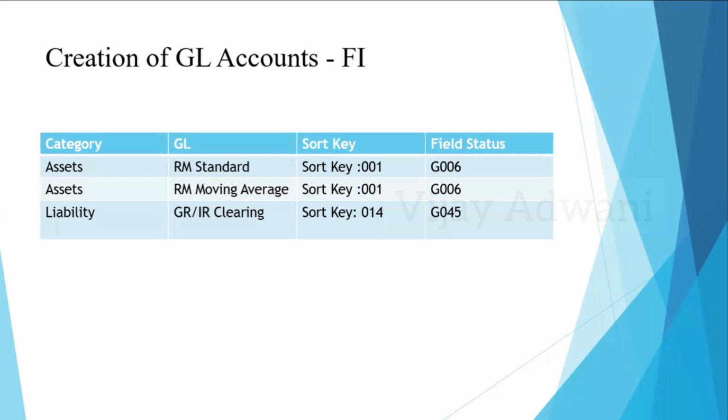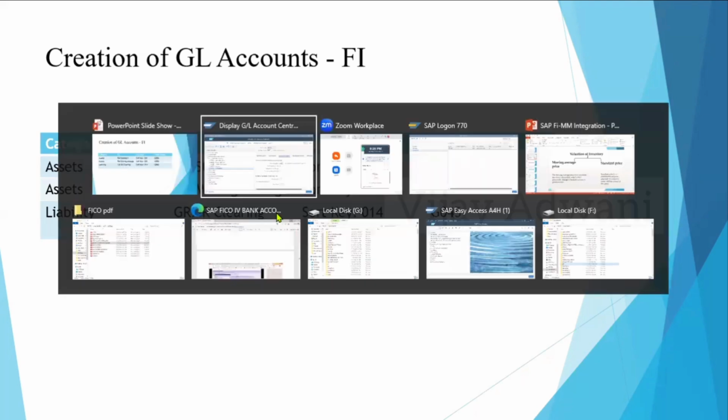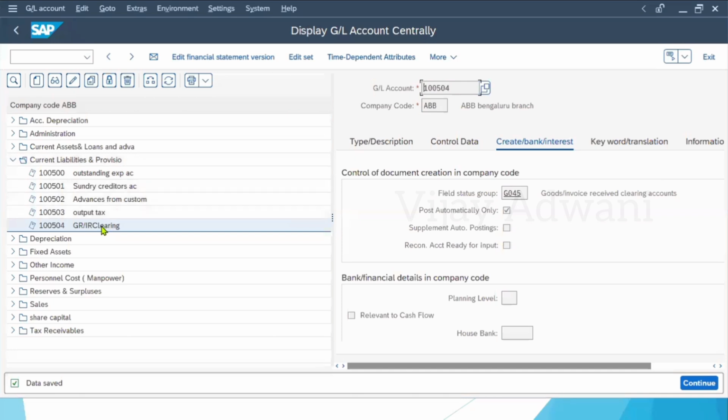So where will you set this off? For that, you also need to create another GL, and that is the price difference GL. We can also create this GL right away. Price difference is basically an expense.